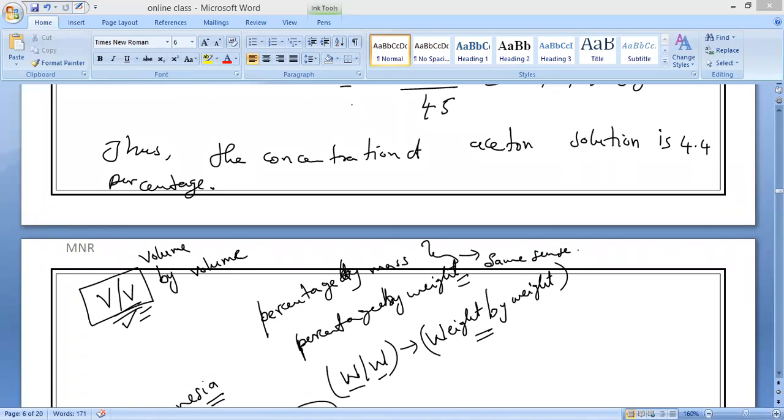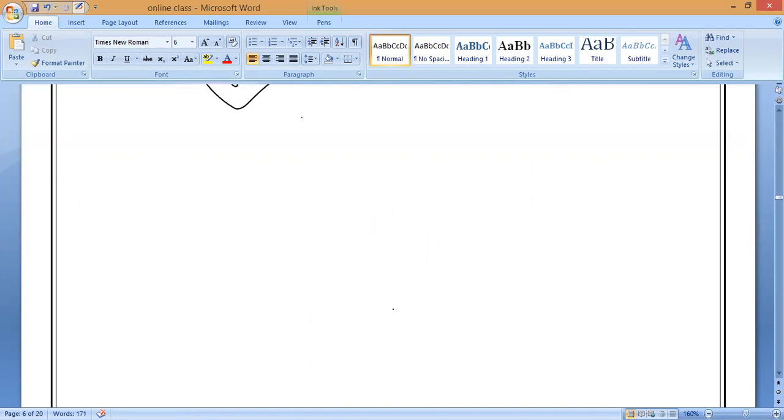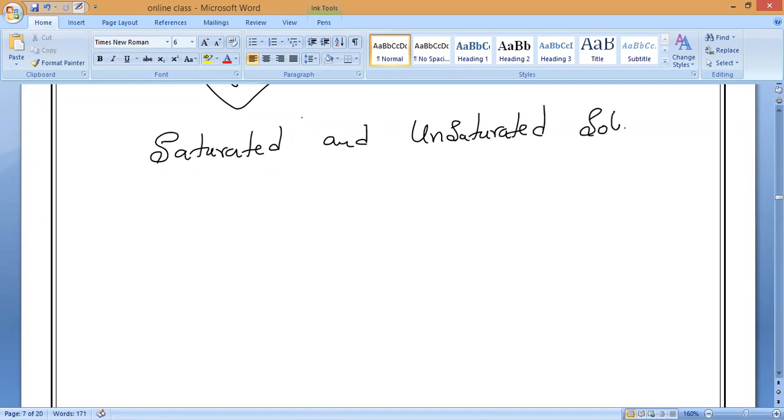Now, if you understand this one, then the most important concept which we are going to study is saturated and unsaturated solution. Questions from this will definitely come. Saturated and unsaturated solution. So please write it. Shall we start now?